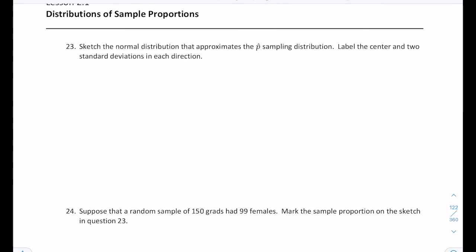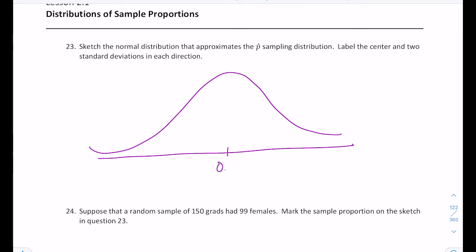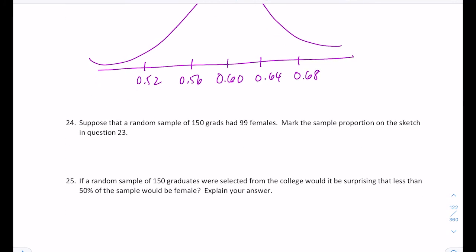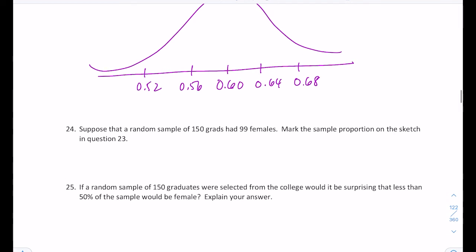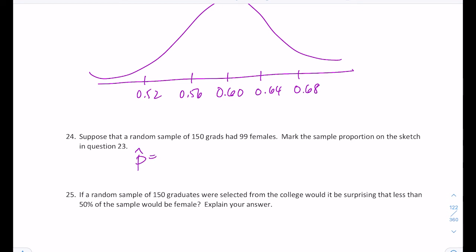The next problem asks us to sketch the normal distribution that approximates the p hat sampling distribution, so that's what I just did. So we've got 0.60, and then they want us to go 2 standard deviations out. Suppose that a random sample of 150 graduates had 99 females. Mark the sample proportion on the sketch in question number 23. Okay, so to find p hat, I would just take 99 and divide it by 150, and that gives me 0.66. So 0.66 is right about there.